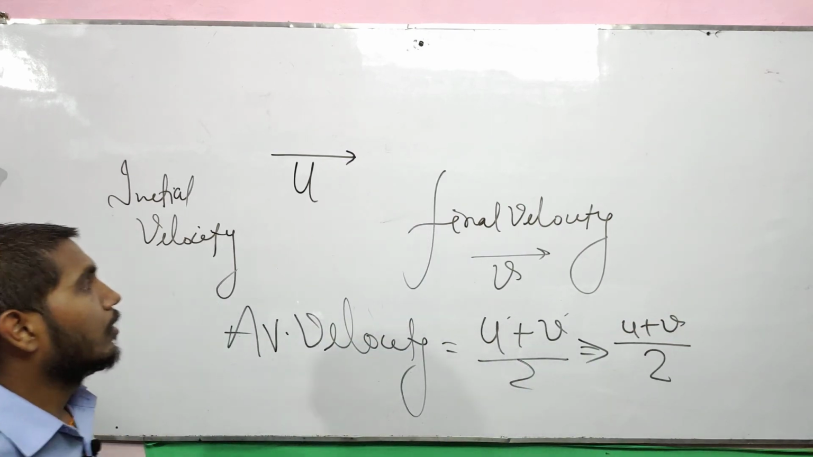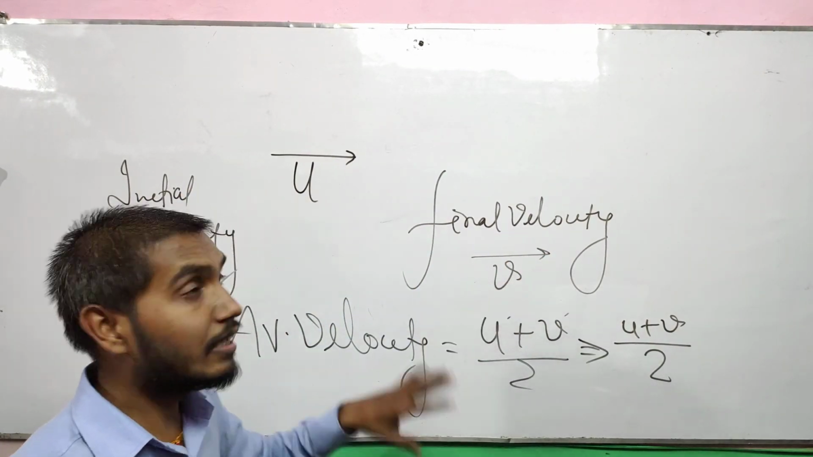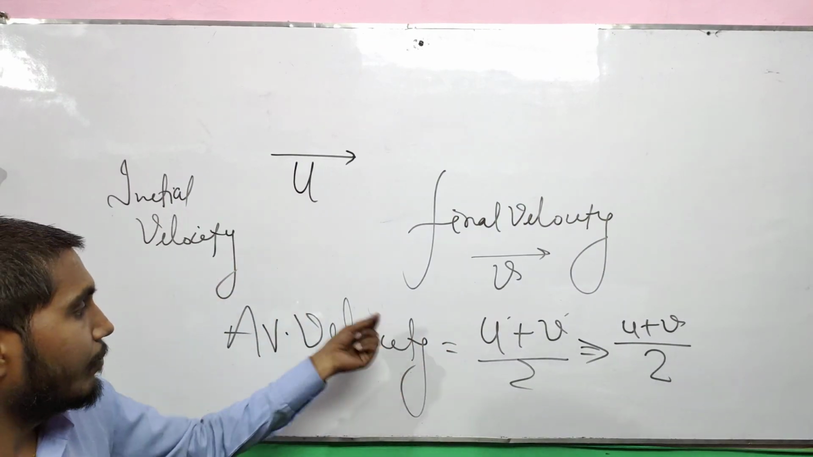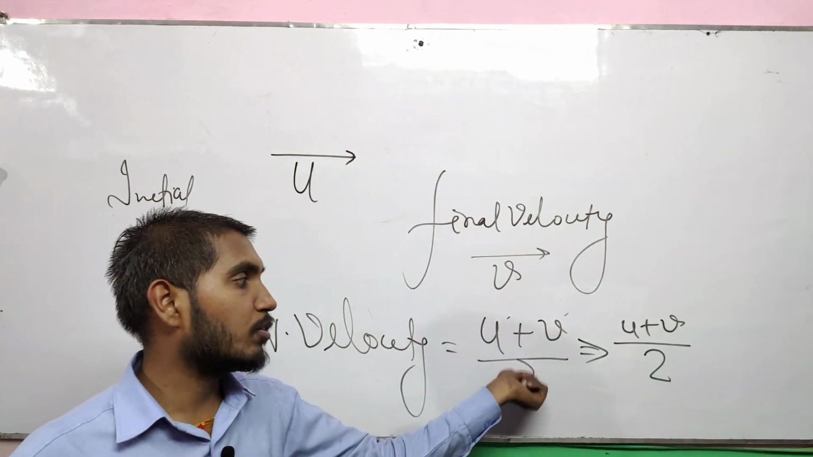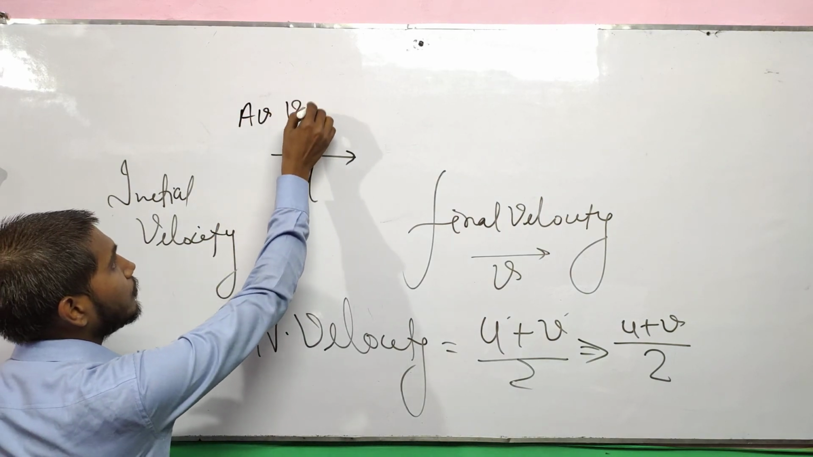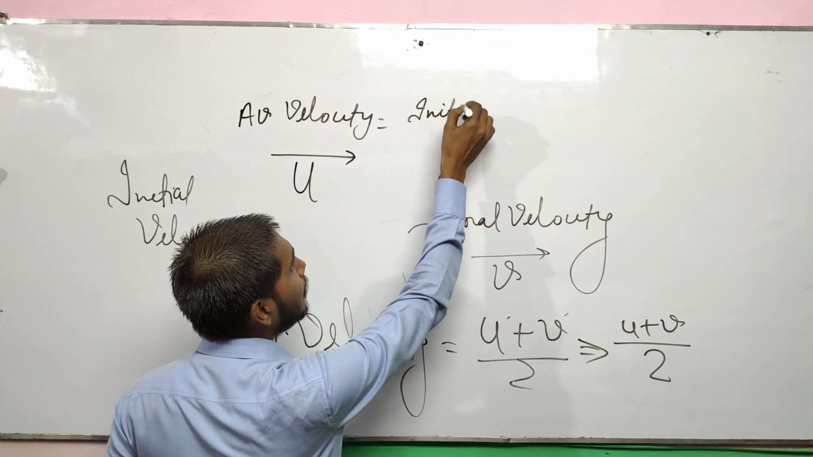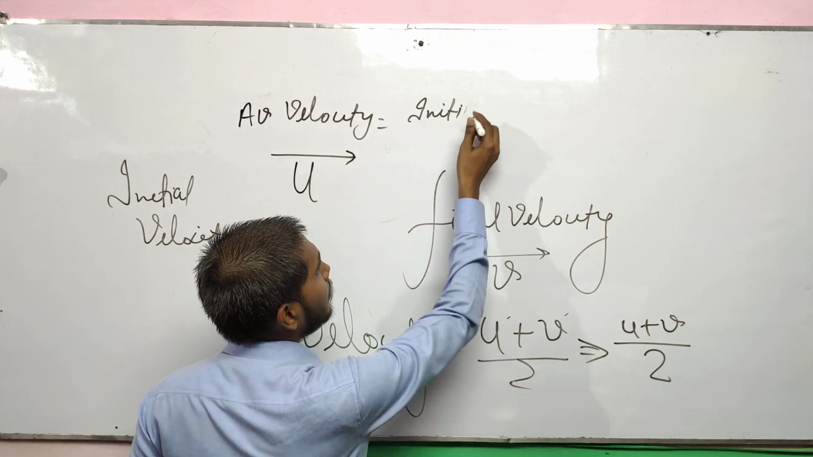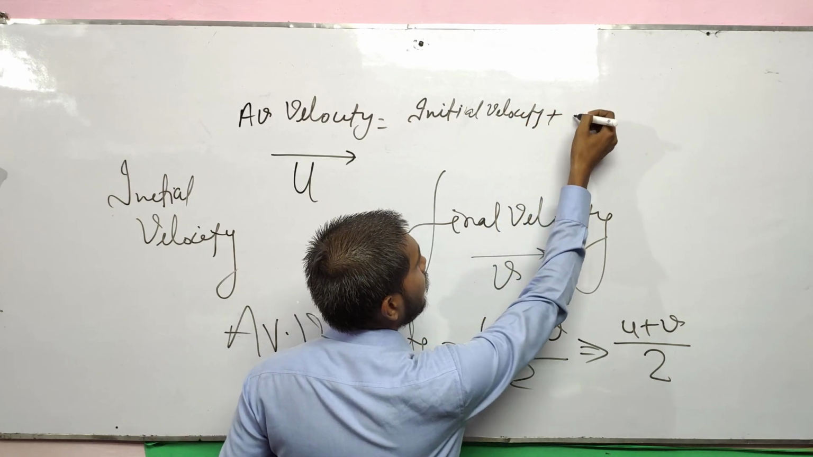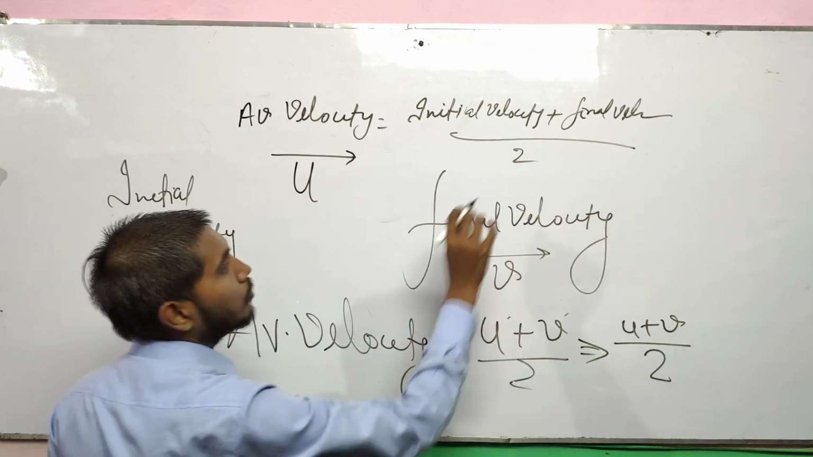So let the initial velocity be u vector and the final velocity be v vector. Then at that time, average velocity is (u plus v) upon 2. That means average velocity is initial velocity plus final velocity upon 2.